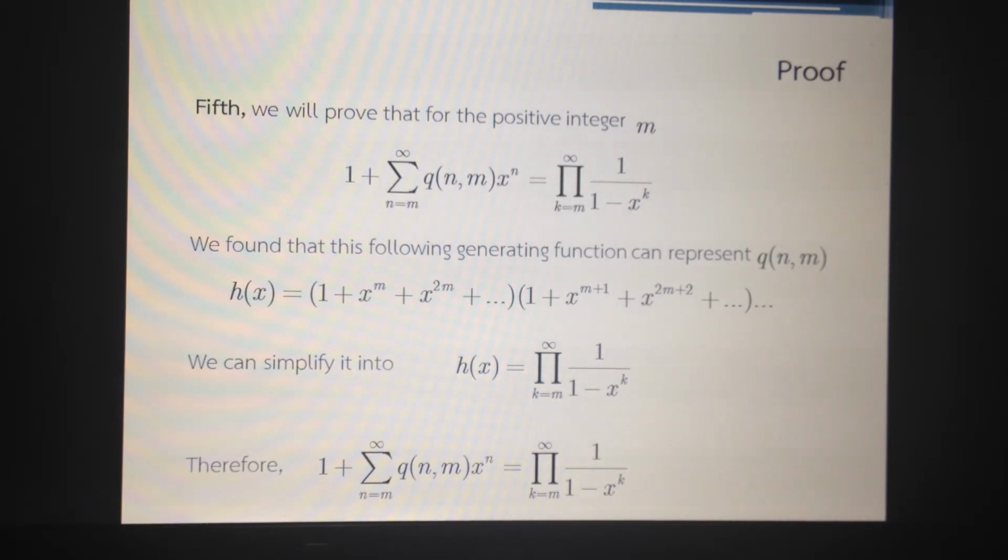can represent Q and M because the first bracket of Hx represents the number of M that we use in our partition, and the second bracket can represent the number of M plus 1 that we use in our partition. So Hx can represent Q and M, and then we can simplify it into Hx equal to this product, and then we get our result.